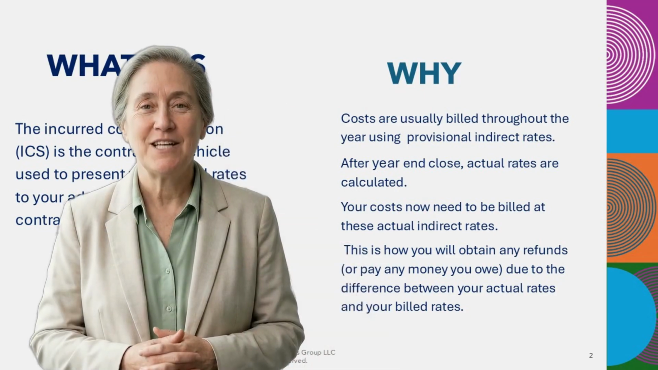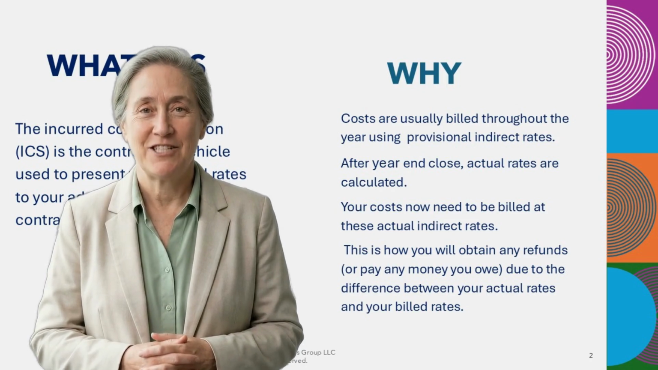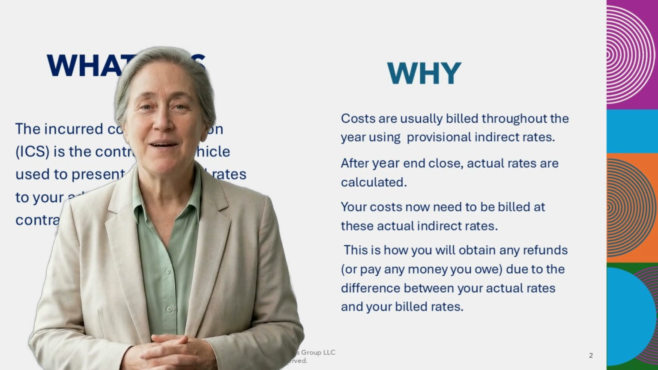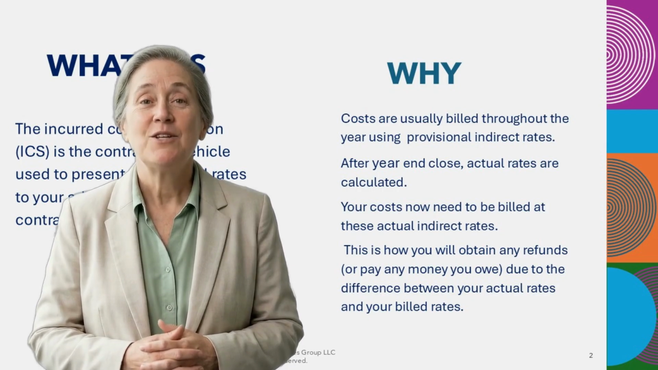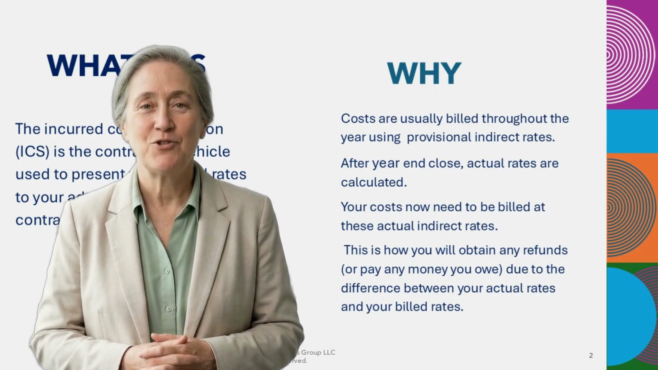Well, throughout the year, your billings to the government were based on estimated indirect rates. Once the year ends and you calculate the actuals, you need to adjust those billings. This process ensures you either get refunded for underbilling or settle up if you've overbilled. It's all about accuracy and fairness in government contracting. Miss it, and you could leave money on the table or face discrepancies.